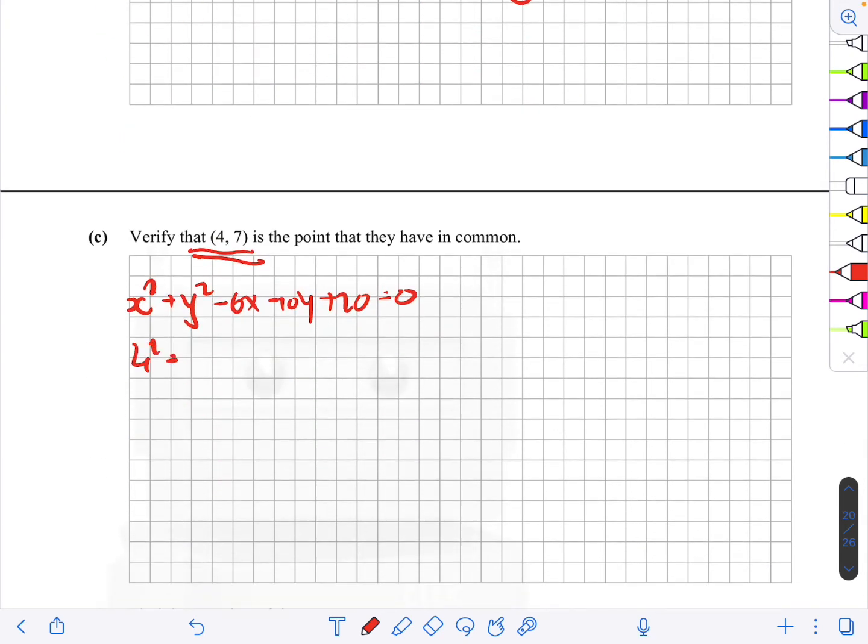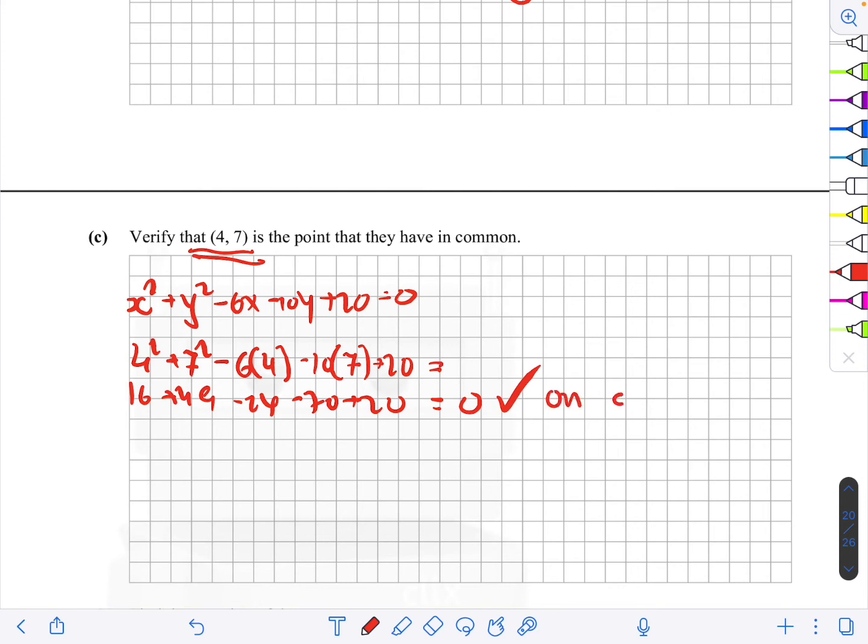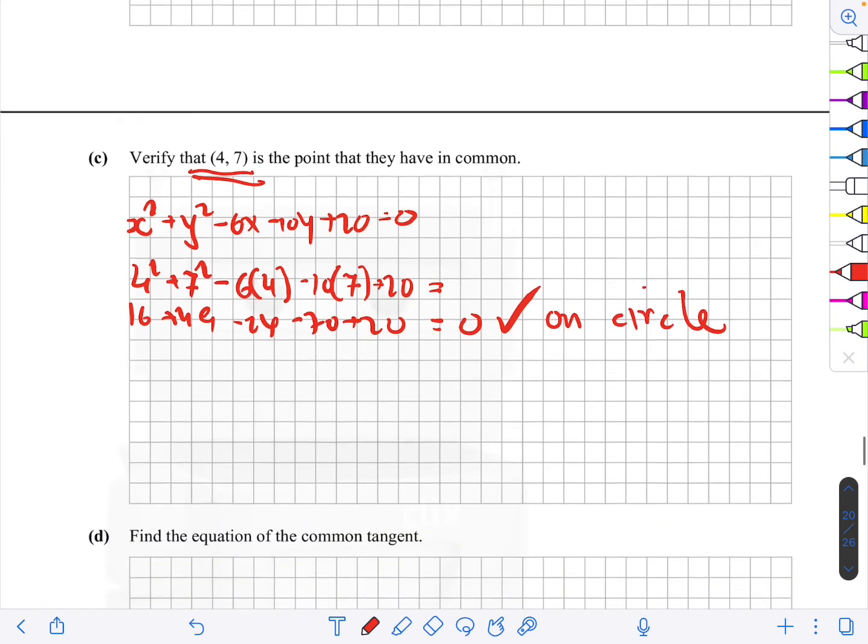So 4 squared plus 7 squared minus 6 times 4 minus 10 times 7 plus 20 equals, and I calculate that, and that's 16 and 49 minus 24 minus 70 plus 20, and it comes out 0. So it's on the circle. And then I do the same for the other equation.